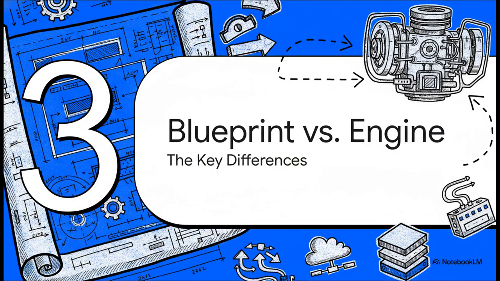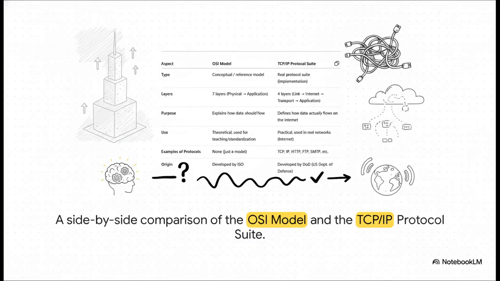Okay, so we've got the blueprint, and we've got the engine. Now let's put them side by side and really dig into the key differences between this theoretical ideal and the practical reality that we live with. This comparison really lays it all out, doesn't it? On one hand, you have OSI. It's a conceptual model mainly used for teaching and understanding. And on the other hand, you have TCP/IP, which is an actual protocol suite used in the real world. OSI explains how data should flow. TCP/IP defines how it actually flows. If you take one thing away, it should be that difference in purpose.